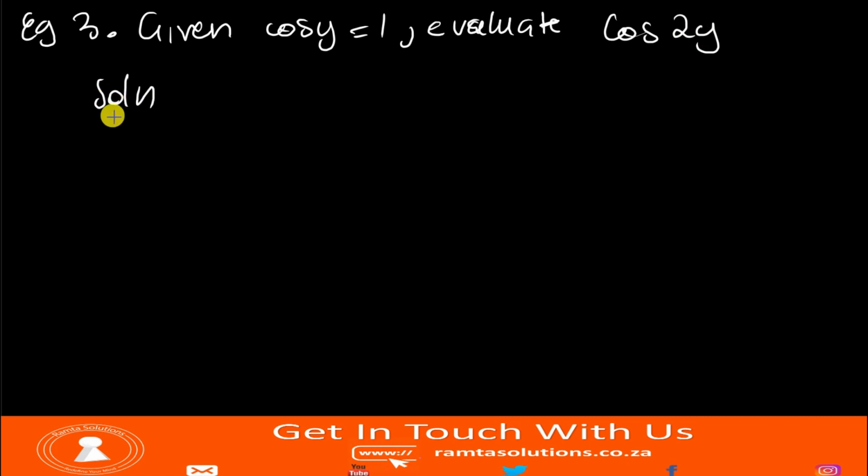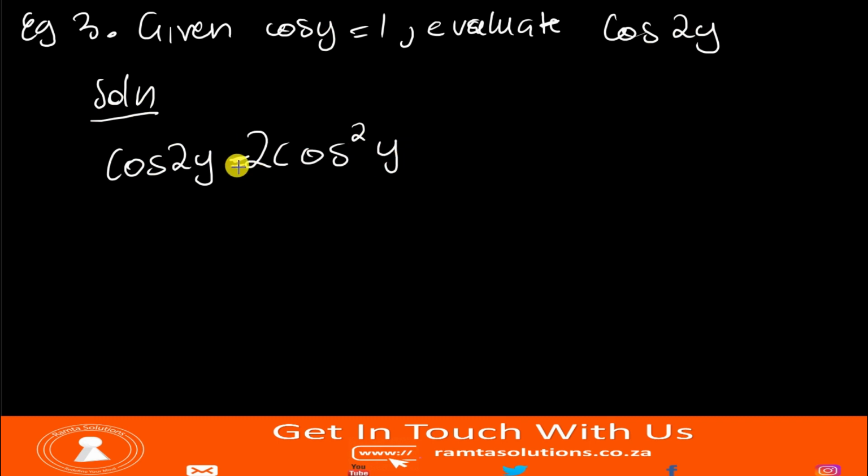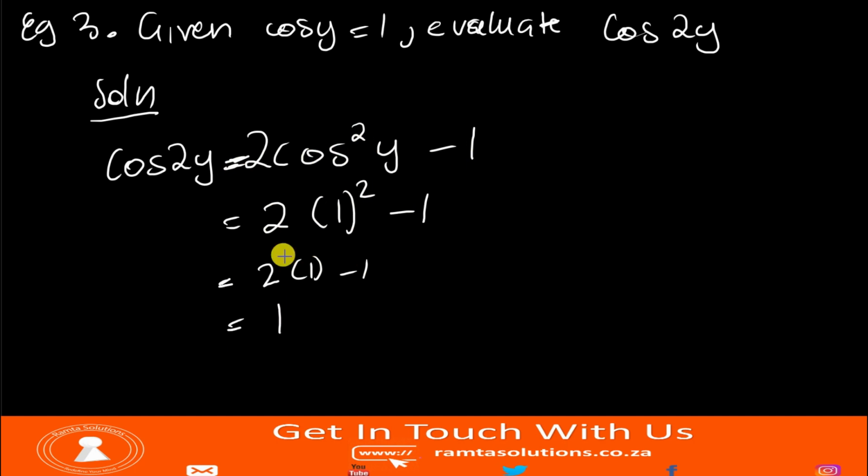So, our solution, I don't even have to find the right angle triangle, using the CAST diagram and stuff. I can simply say, oh, they want me to evaluate cos 2y. Isn't it easy? I do know cos 2y. Because I have cos y, I don't have to do any other thing. It's simply 2 cos squared y minus 1. Now, they have already given me cos y. They said cos y is 1. However, this is cos y squared. So it'll be 2 into 1 squared minus 1. Therefore, our answer is 1. So cos 2y is 1.